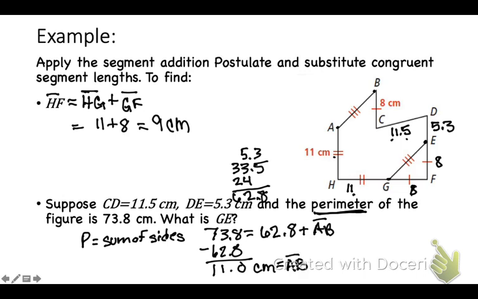But AB is congruent to GE, so it also equals GE. And that's your notes for today.